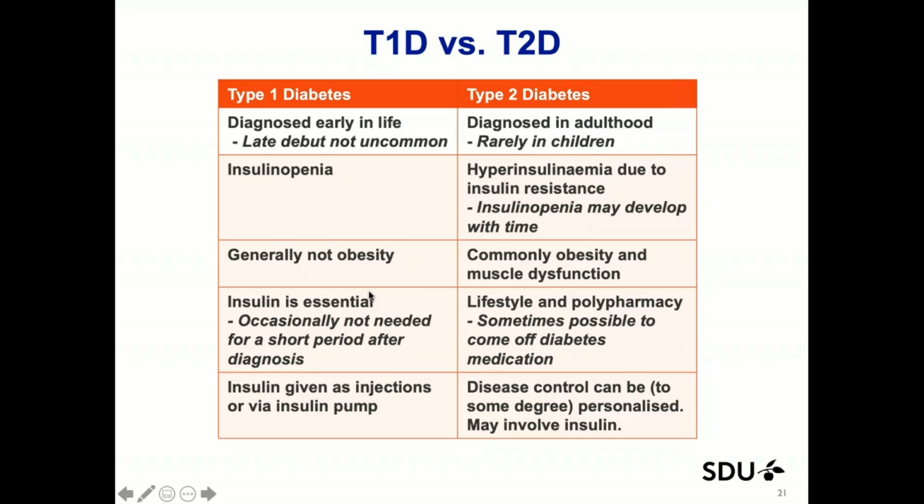Type 1 is generally not associated with obesity, but type 2 diabetes is typically associated with obesity, and the muscle dysfunction phenotype is much more pronounced in type 2 diabetics. In type 1, insulin is essential, occasionally not needed for a short period after diagnosis. For type 2 diabetes, treatment involves lifestyle and polypharmacy, as I mentioned earlier, and sometimes it's possible to come off diabetes medications. For type 1, insulin is given as injections or via insulin pump, whereas in contrast for type 2 diabetics, disease control can be personalized to some degree and may involve insulin.